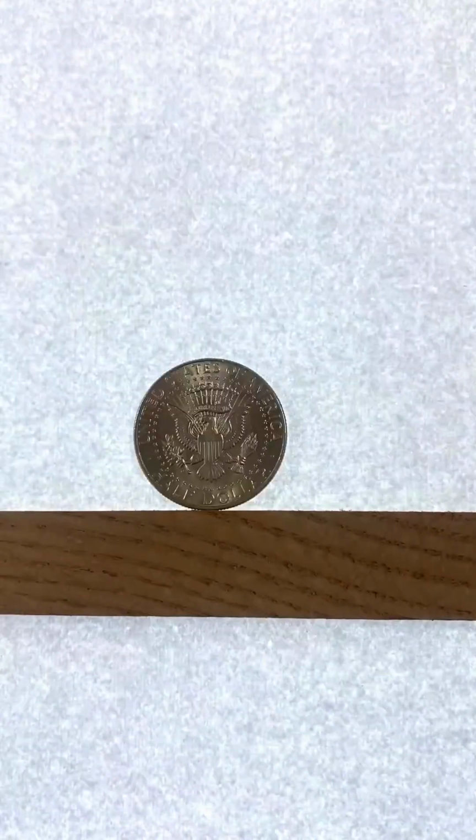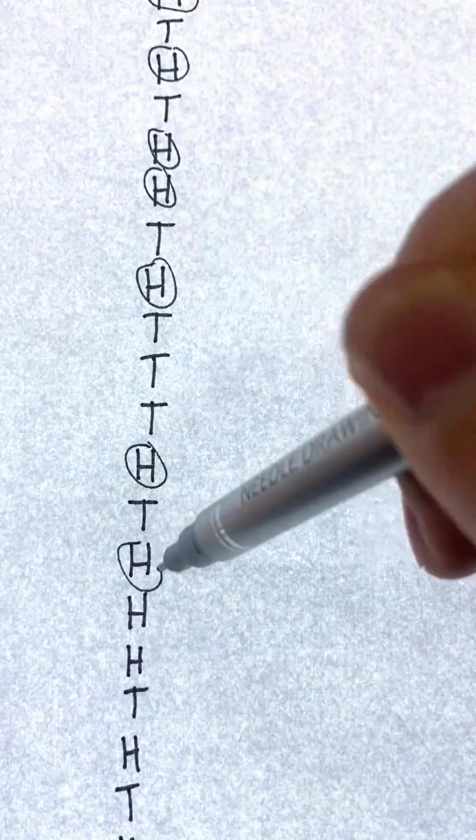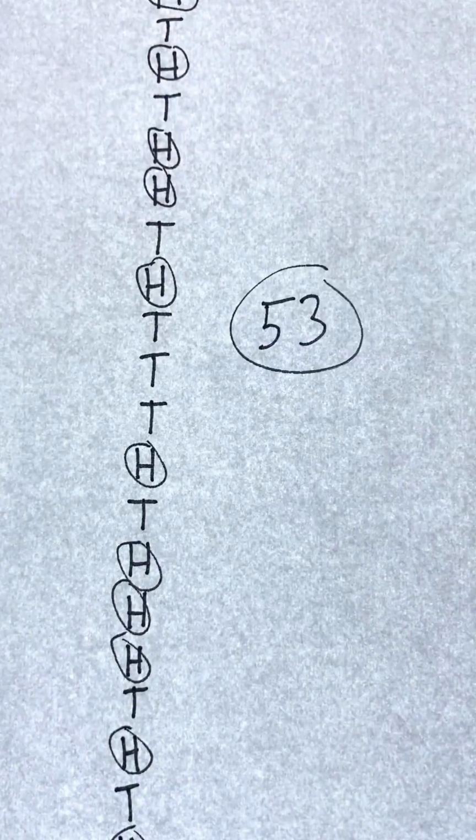Flip a coin 100 times, and on each flip, record whether you get heads or tails. At the end of the 100 tosses, go through and count how many heads you got. In this example, I got 53 heads, so the proportion of heads was 0.53.